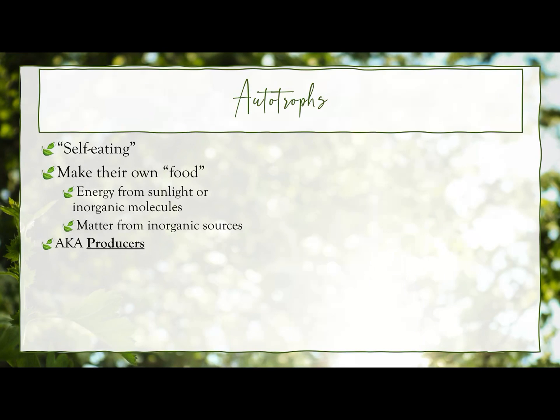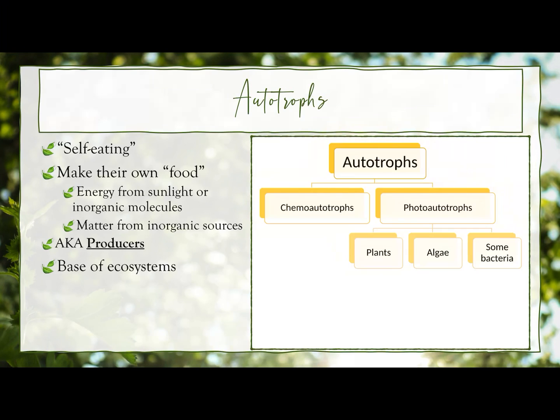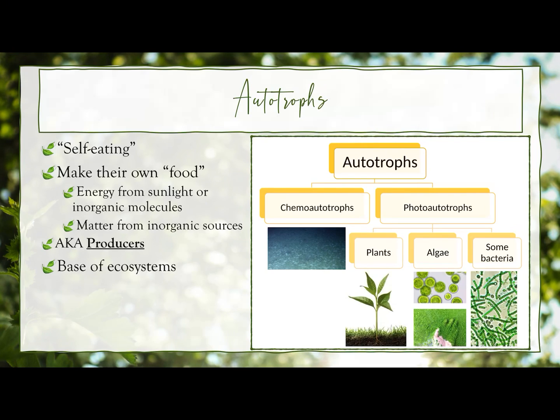And because they are producing everything that the rest of the ecosystem is going to need, the autotrophs are often referred to as producers, or you may see them referred to as primary producers. So your examples here of autotrophs are what are known as chemoautotrophs or photoautotrophs, although we'll mainly focus on the photo. The photoautotrophs use sunlight for energy, and these are going to be plants, algae, and some bacteria.